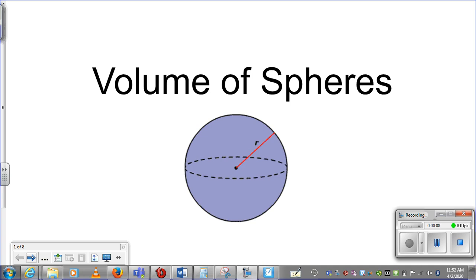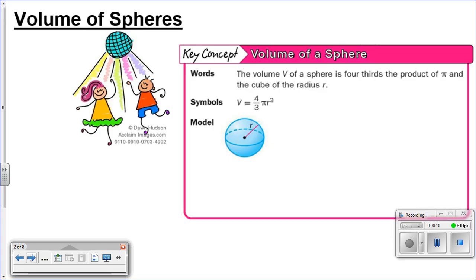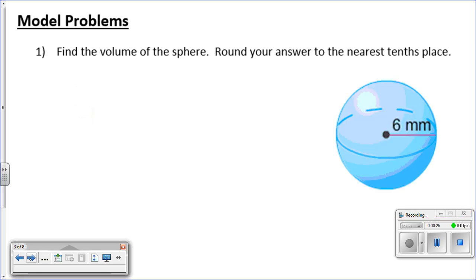So the first thing we need to know is the formula. So let's take a look. Our formula here is volume is equal to 4/3 pi r cubed. So it's not r squared, it's actually r to the third power. Okay, let's try some examples here.